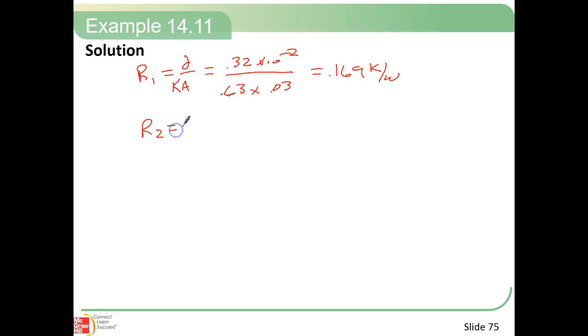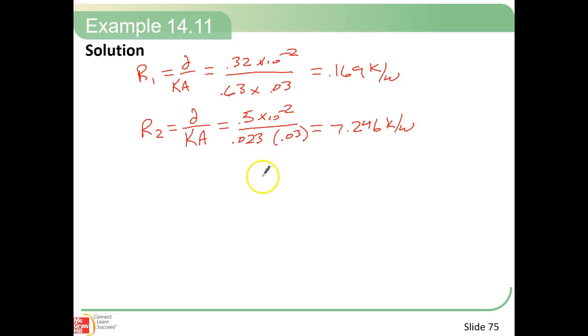For R2, this is going to be for the air that's in between, so this is D over our k value constant times A, and that's equal to 0.5, oops, this is 0.5, so thickness of the window times 10 to the negative second. This is the air gap on the inside times 0.023 times the area, which is 0.03 again. And this one is 7.246 Kelvin for every watt.